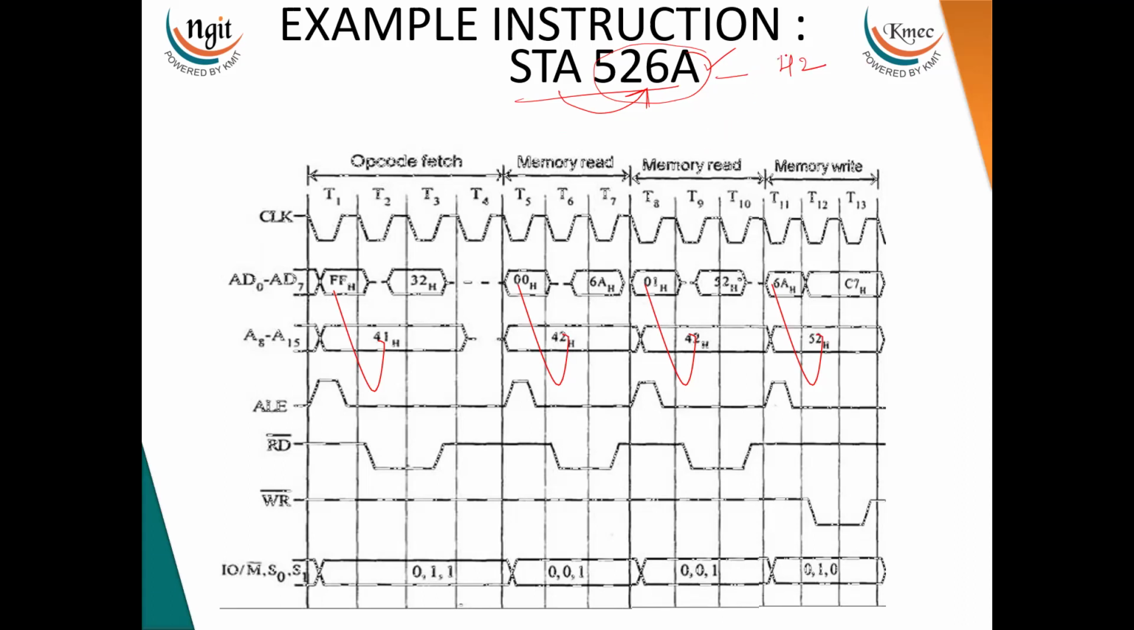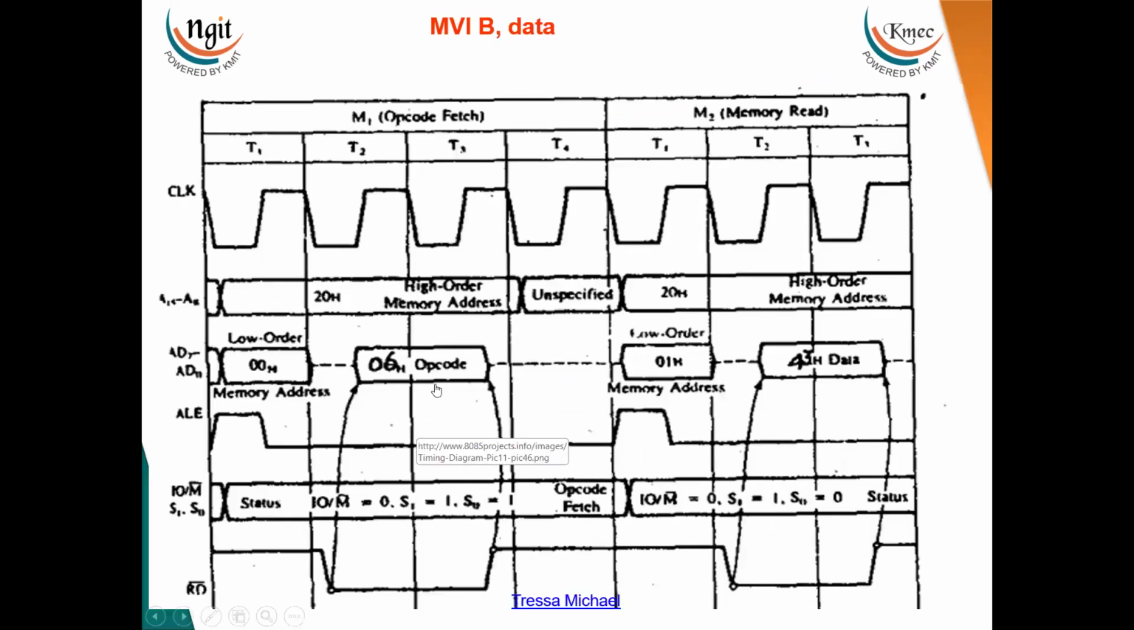The opcode is 32, and the memory location is 41 and FF. So this opcode is loaded at 41 and FF. First, it will place the higher order address on the higher order bus and the lower order address on the lower order bus, and the read signal is applied.